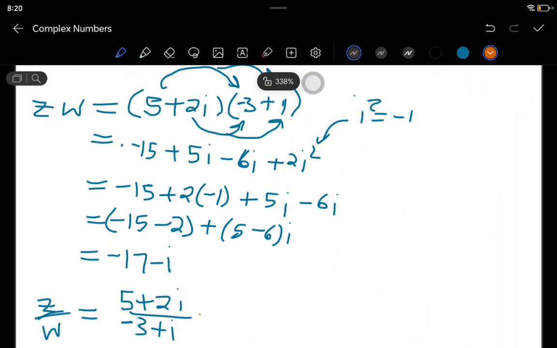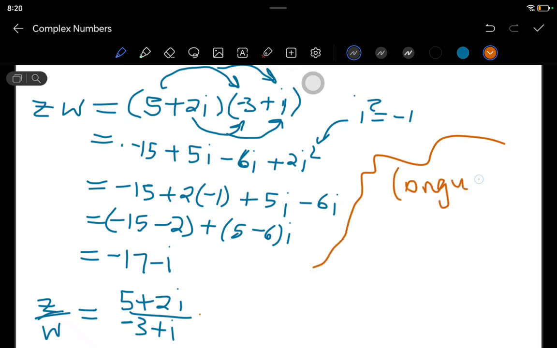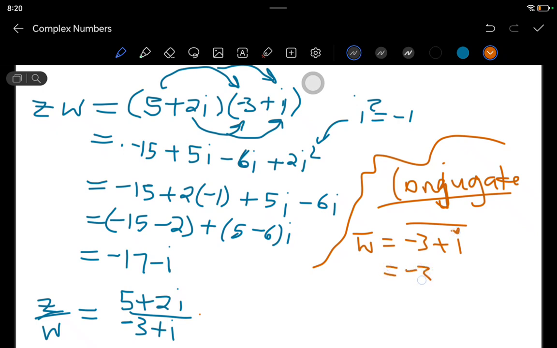Let's say I want to find the conjugate of W, which is minus 3 plus I. Always, when you want to find the conjugate, you're always going to negate I. So this will just be minus 3 plus I conjugate, and this is just minus 3 minus I.